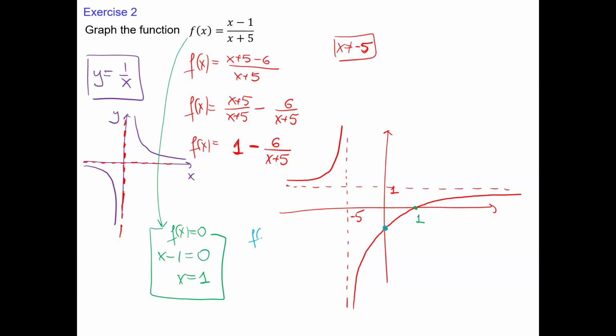Now how can we get the y-intercept? We just find the value of y when x is 0. That means 0 minus 1 over 0 plus 5, which is negative 1/5. Let's keep it this way. Don't worry about the scale. When the labels are correct, everything is correct. Labels, y and x.